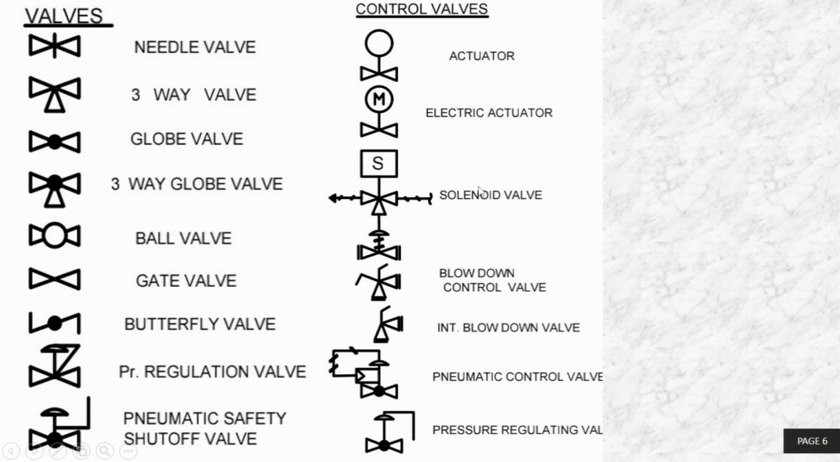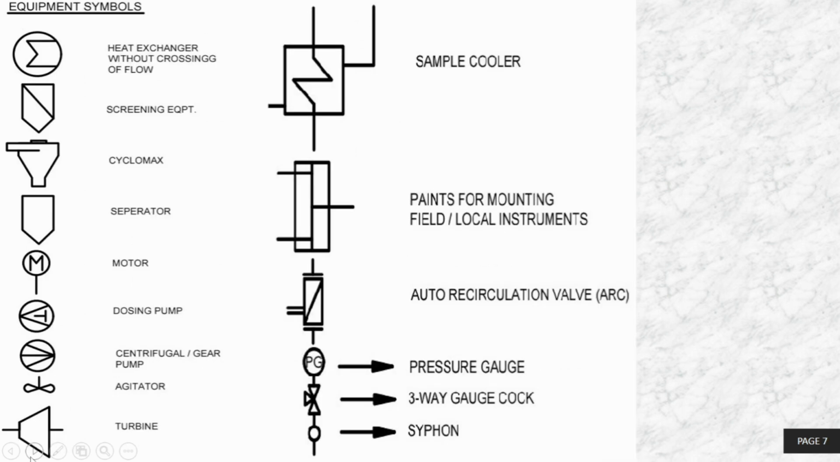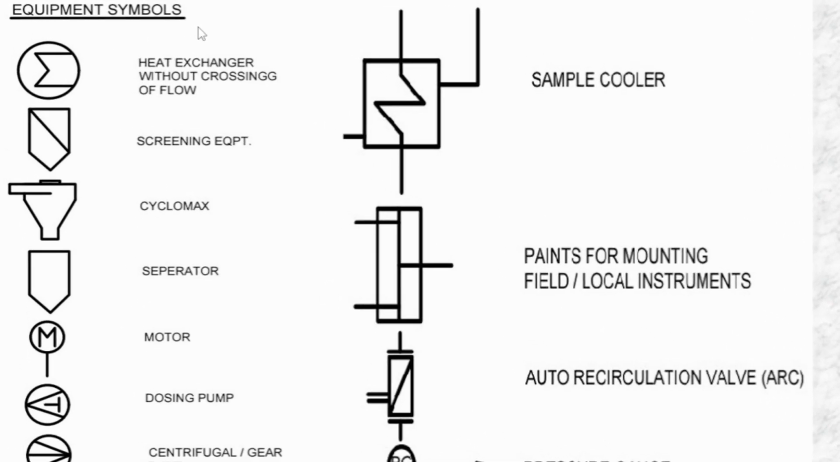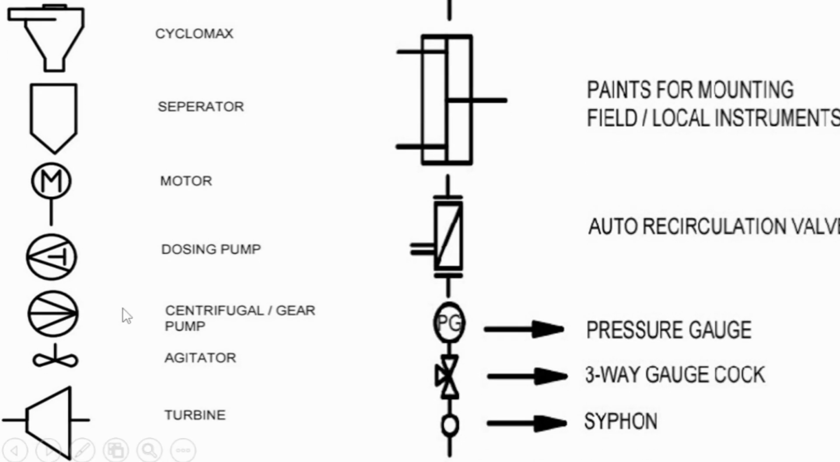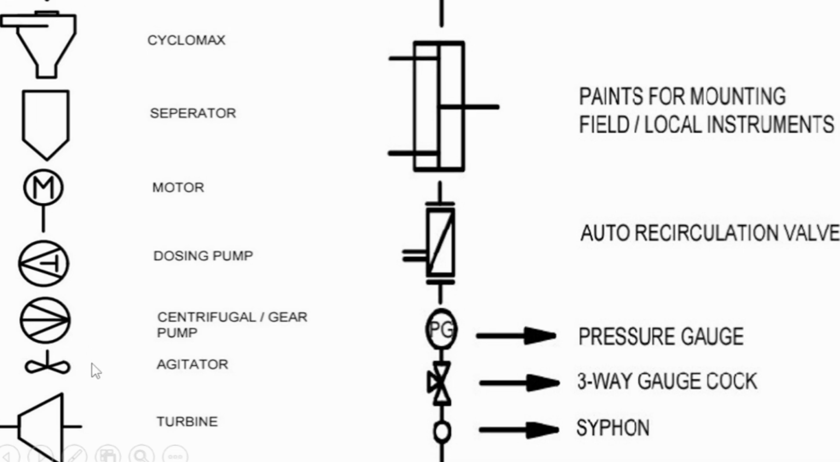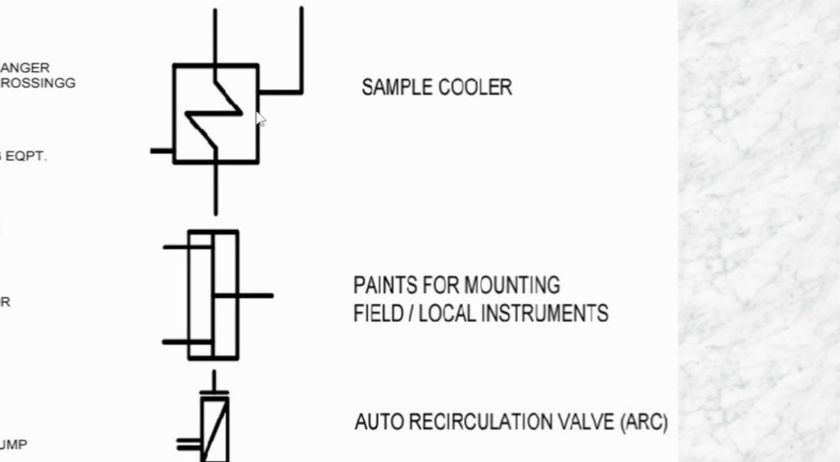How the actuator, electronic control valve, solenoid valve, blowdown control valve and instrument blowdown valve are shown, like that you have to remember all the symbols present here. Then there are equipment symbols: heat exchanger, how a heat exchanger looks, and screening equipment like a filter. Also cyclone, mixer and separator, how a separator looks in the drawing. If you remember these symbols, then only you can understand the P&ID. A motor and a dosing pump will be represented like that. Turbine, agitator is a mixer. Wherever there is a mixer, there will be an agitator. And how a sample cooler is represented.